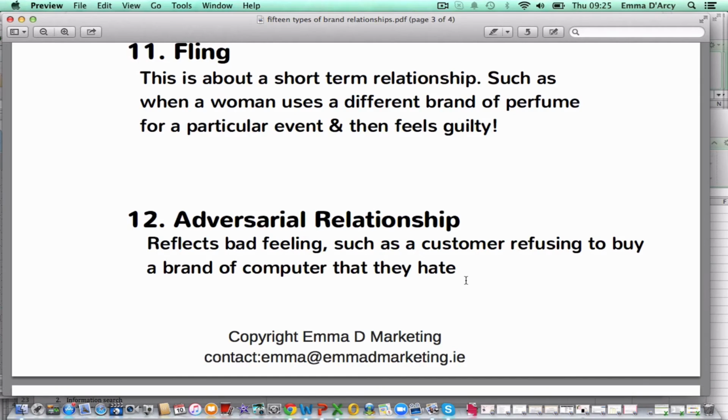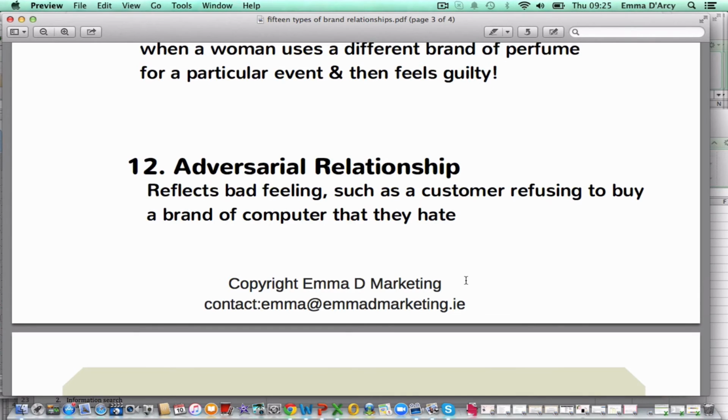Brands of computers, for example, strangely can bring up feelings of emotion where somebody hates it, and really it's just a brand, but they hate what it signifies. So somebody might hate Microsoft, they might hate Apple. Apple can sometimes be considered to be elitist, so somebody could hate it on the basis of that, so they'll never use an Apple product just because of that. So people get into their mind the most strange ideas. So understand the type of relationship that your customer has with your product or service.